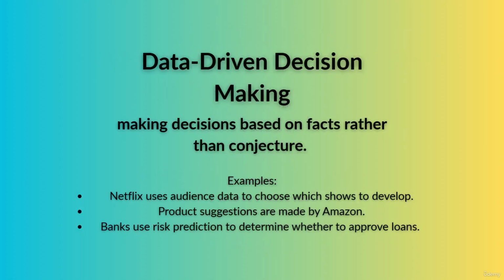Okay. Now, what is data-driven decision making? Making decisions based on facts rather than conjectures is known as data-driven decision making. Now, what are examples of that? Whenever you are using Netflix, it uses audience data to choose which shows to develop, such as ratings, comments, and so much more. It also tracks what is trending in specific regions. It basically helps you and the user to get what is good and what is bad. So data-driven decision making is very useful in these cases.